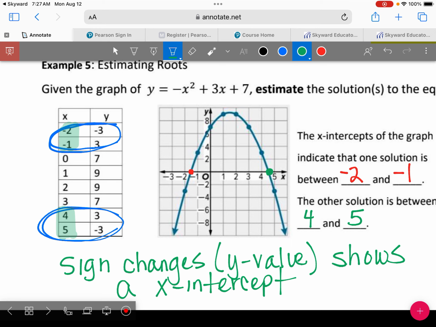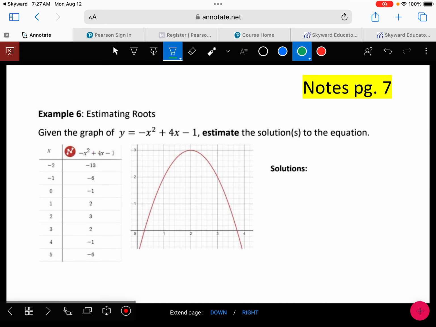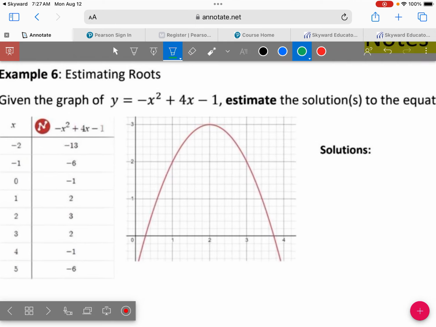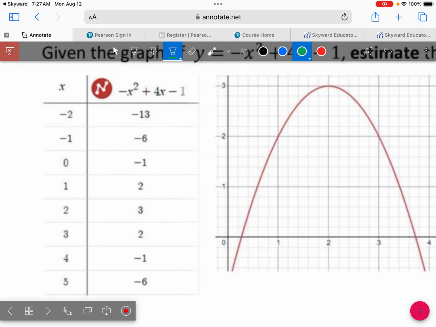So let's go to the next page and finish this on out here. Looking at the table or the graph, where do we have our sign change? I'm noticing that I have a negative, negative, negative, and then you see how we went from a negative to a positive right here? All right, let's go ahead and circle that. So that tells me that right here, my first solution is going to be between 0 and 1.